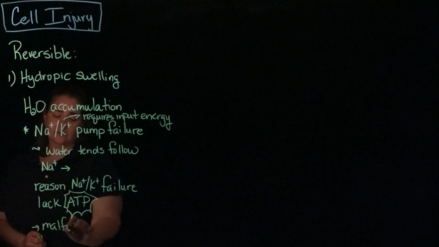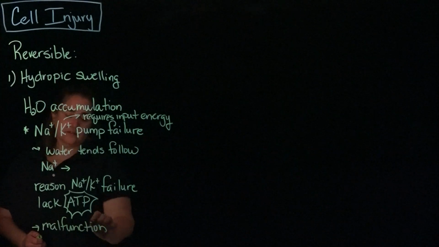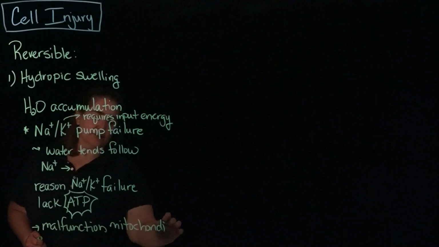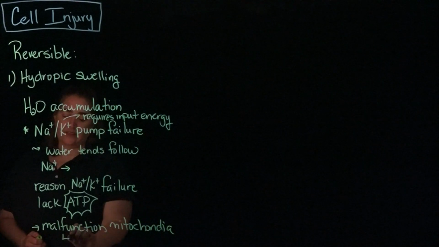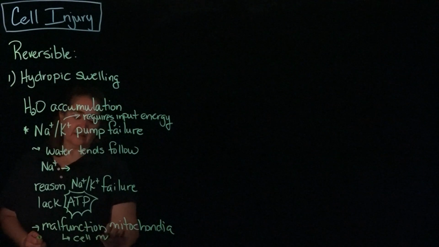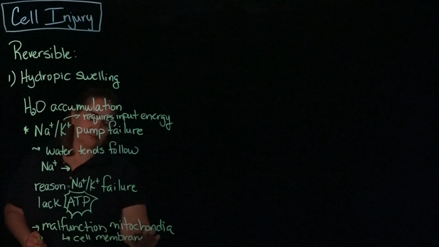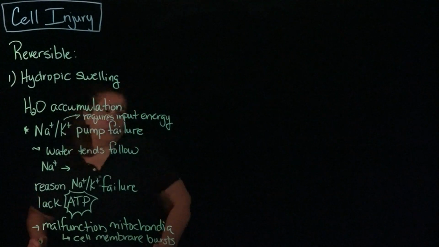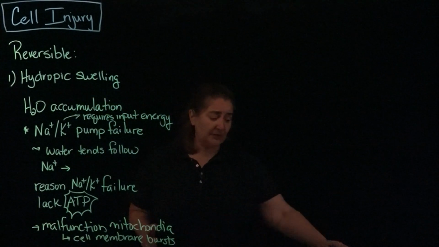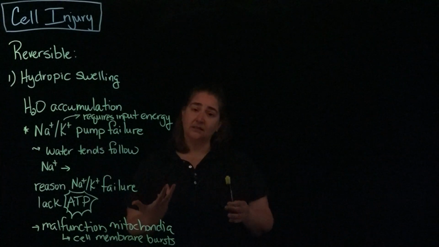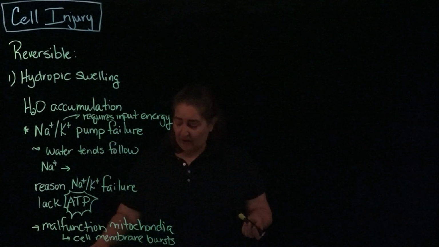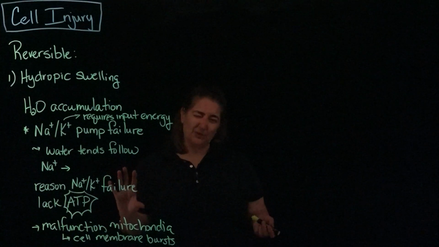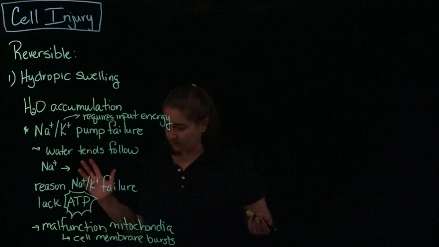Typically, we're talking a malfunction in mitochondria, all right? Maybe that cell membrane on the mitochondria breaks open, all right? If that happens, then it's going to dump its contents into the cell, and you aren't going to get ATP made at the level that it needs to be, all right? That's just one reason. It's not exclusive. There can be others, okay?